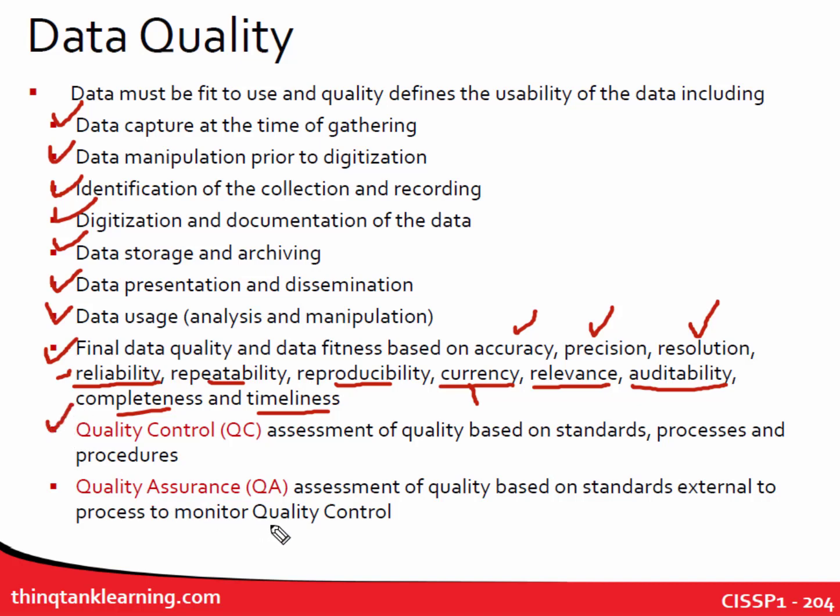What is quality control? The assessment of quality based on standards, processes, and procedures versus quality assurance. The assessment of quality based on standards external to the process to monitor quality control. So those are the definitions that I read, but really what is quality control versus quality assurance, right? Quality control is a process in which we review the quality of whatever it is that we're reviewing. For example, if it's a product that we're creating, what are the factors that allow us to identify the quality of that production, right?